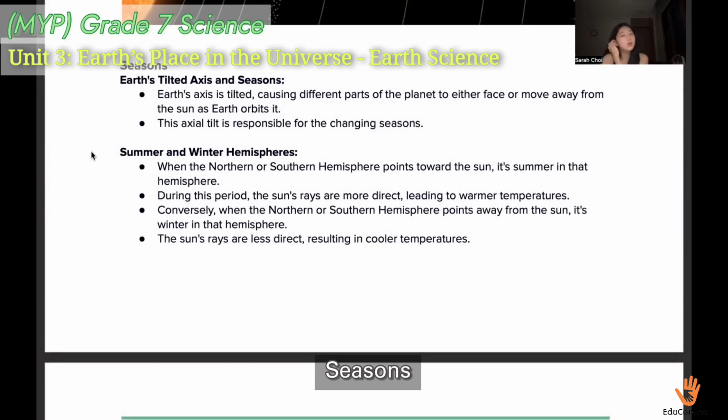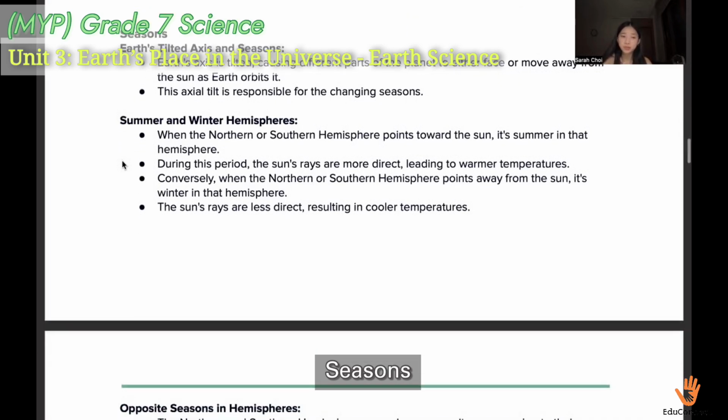So to be more specific, summer and winter hemispheres. When the northern or southern hemisphere points towards the sun, it's summer in that hemisphere. During this period, the sun's rays are more direct, leading to warmer temperatures. On the other hand, when the northern or southern hemisphere points away from the sun, it would be winter in that hemisphere. The sun's rays are less direct, resulting in cooler temperatures.